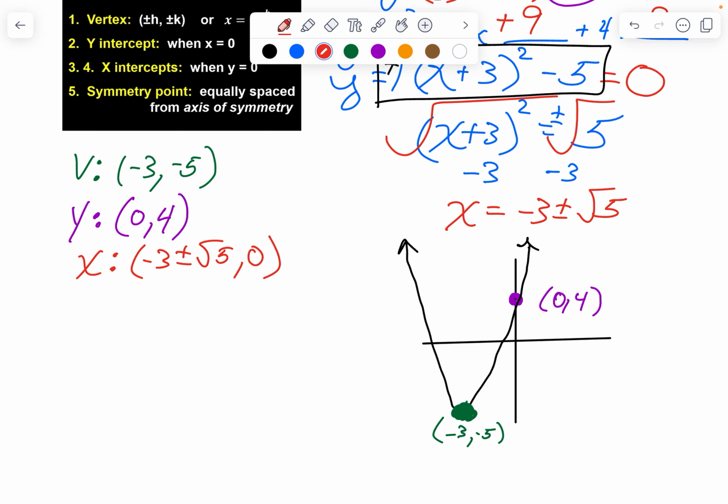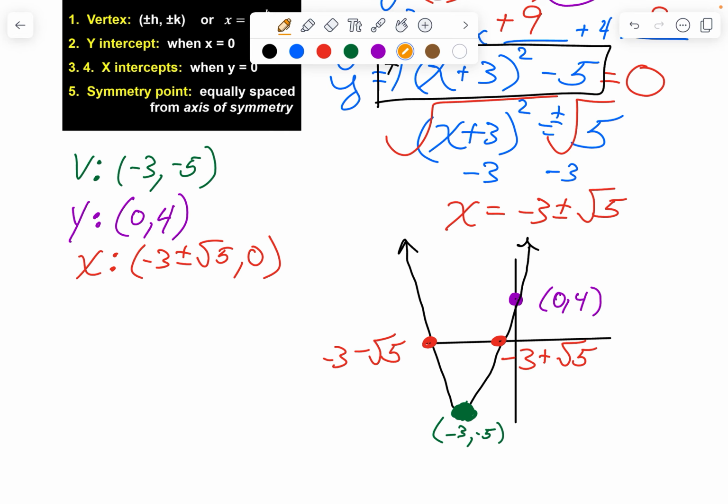Why did I do that? Well, two things to help you see that the x-intercepts are actually both negative. It turns out that -3 minus root 5, well, of course, that was always going to be negative, but -3 plus root 5, well, I guess that's still a negative number. Yeah, even without my calculator, I can kind of see that that's going to end up on the left side.